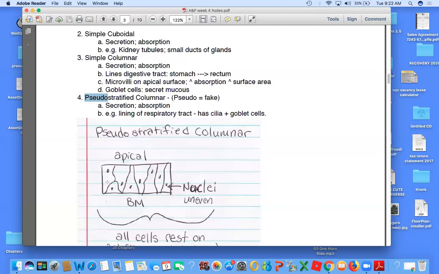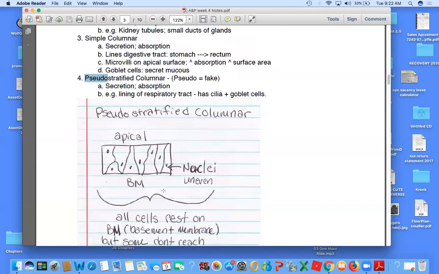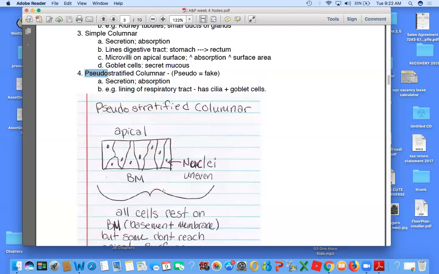And in fact, if you take a look at the picture here, here's a picture of pseudostratified. The nuclei are uneven, making it appear that these types of cells are stratified, but they're not. It's really a simple columnar that's weird looking, okay? They secrete and absorb. They happen to be in your respiratory tract. So if you remember anything about it, remember that these are what line your respiratory tract, and they happen to have a lot of cilia and goblet cells.